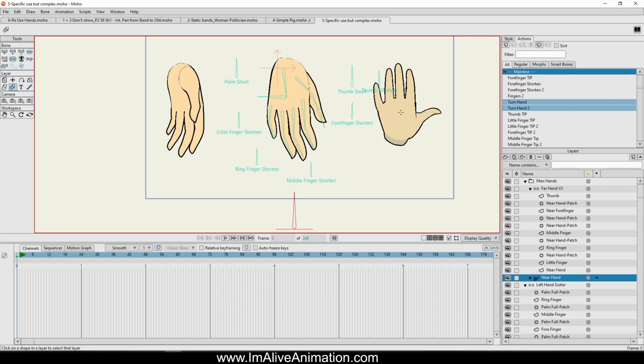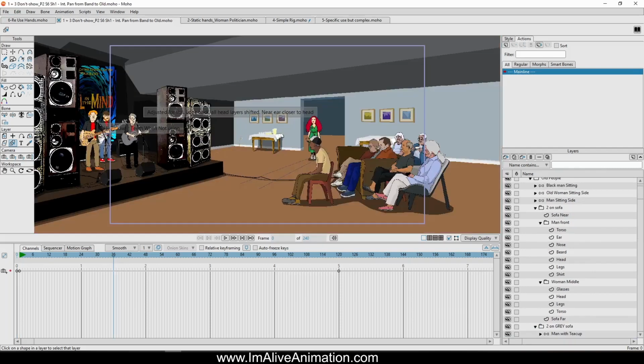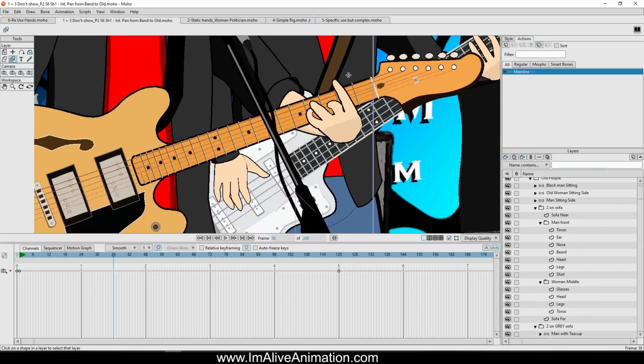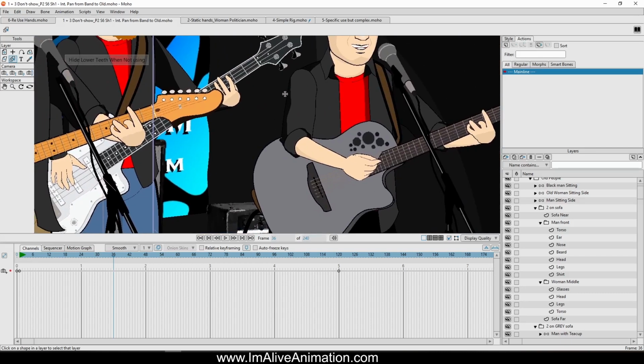This one is a specific use, but complex hand. This was intended for guitar playing. So you'll notice in my early shot there, we've got Jared playing there. He's actually playing chords. So how I can actually get these characters all here to play basic chords. I mean, if there's a chord that can be played, the odds are we can do it with this hand rig.